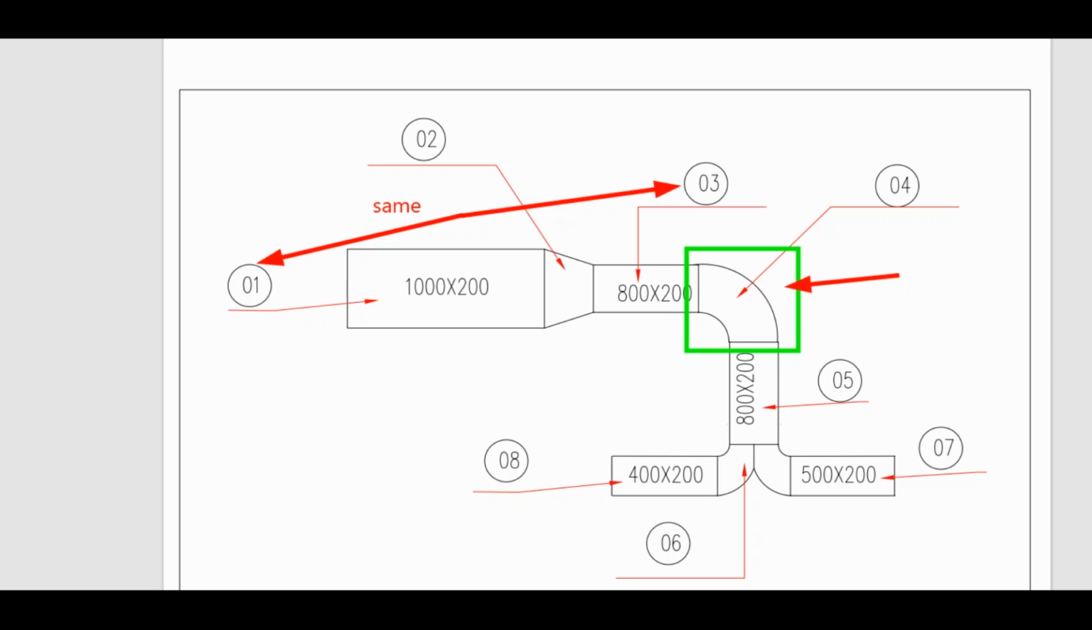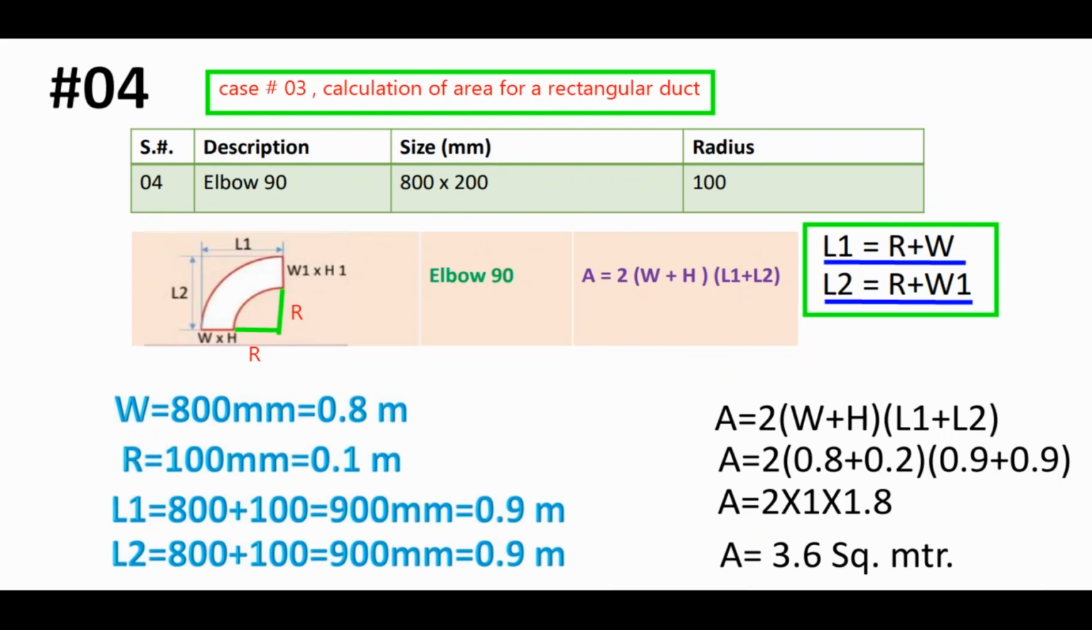Item number 4 is an elbow having dimension 800 by 200 mm, where width and height are the dimensions for the largest side, and L1 we can calculate from here. L1 equal to width plus R and L2 equal to width plus R. Let us convert these values from millimeter to meter. Width, 800 mm, will be 0.8 meter, radius 100 mm will be 0.1 meter. L1 we can calculate as 800 plus 100 equal to 900 mm and it will be 0.9 meter. In the same way L2 will be 800 plus 100, 900 mm, which will be 0.9 meter.